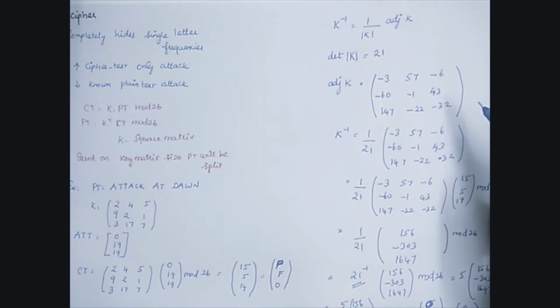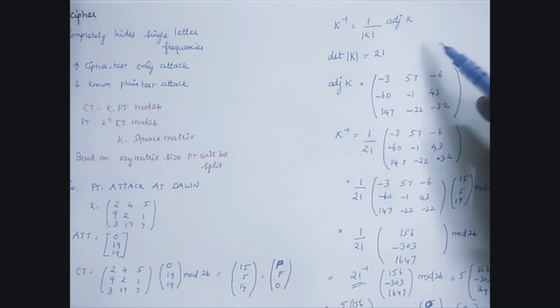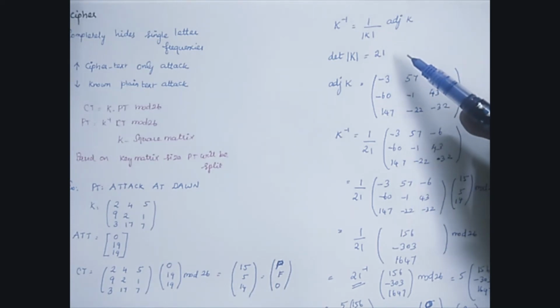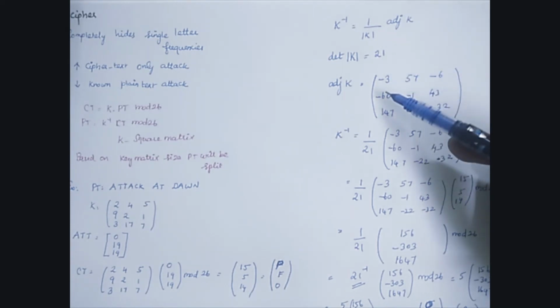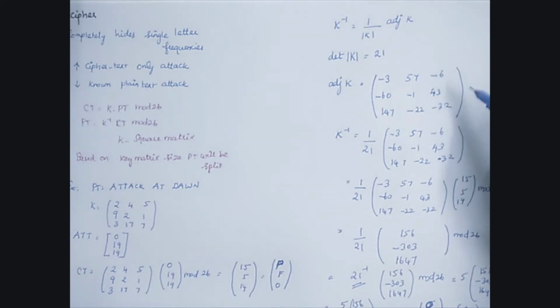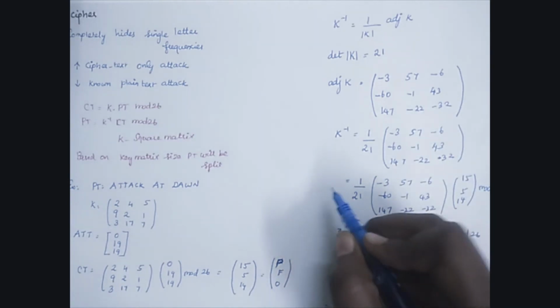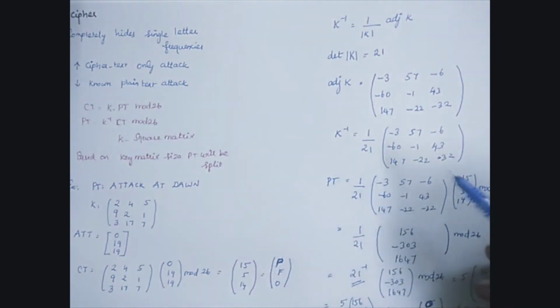So the formula for finding K inverse is equal to 1 divided by the determinant of K, times H K. The determinant of K is calculated and the value is 21. H K will be calculated by its cofactor values. So the value is given here. Then K inverse is equal to 1 divided by 21 and this value. So we need to calculate the plaintext value by using the formula.